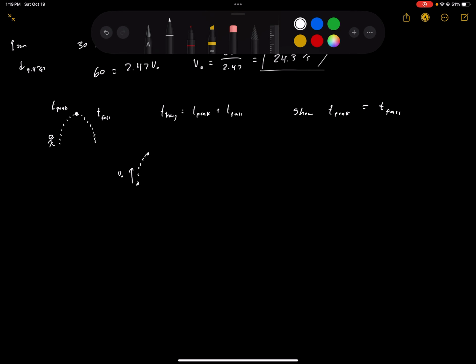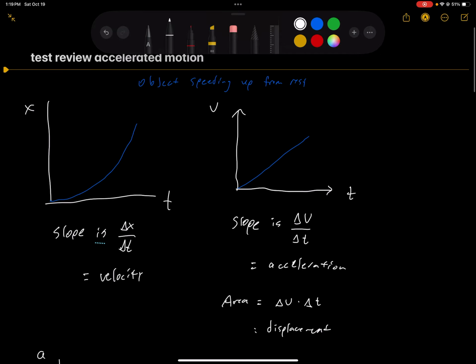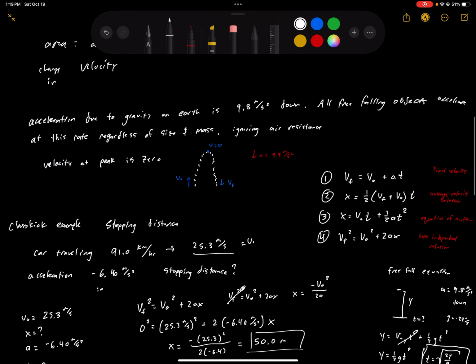Okay, we're going to reach the peak. And we're going to be looking at the time for the peak. Now, one way you want to express this is, as I stated earlier, one thing that we know is that the velocity at the very top has to be 0, right?